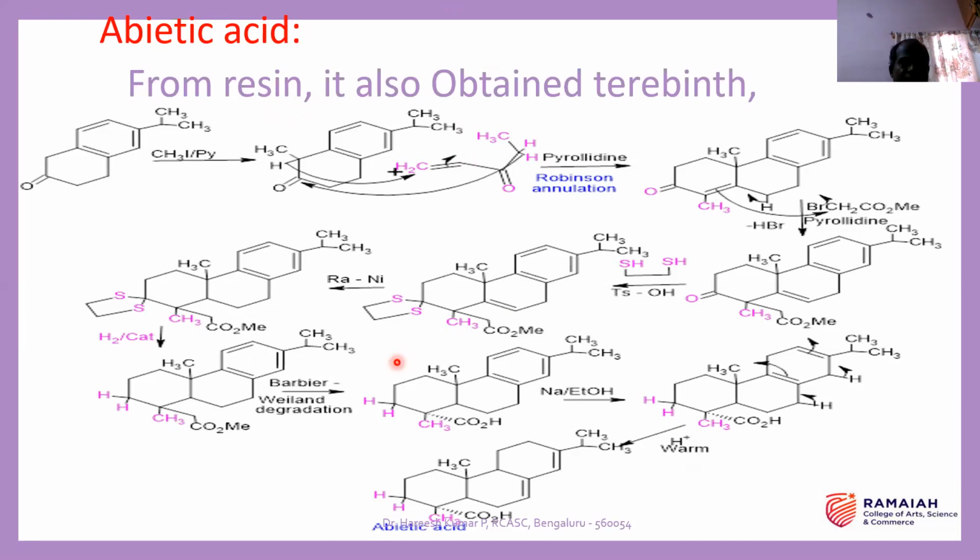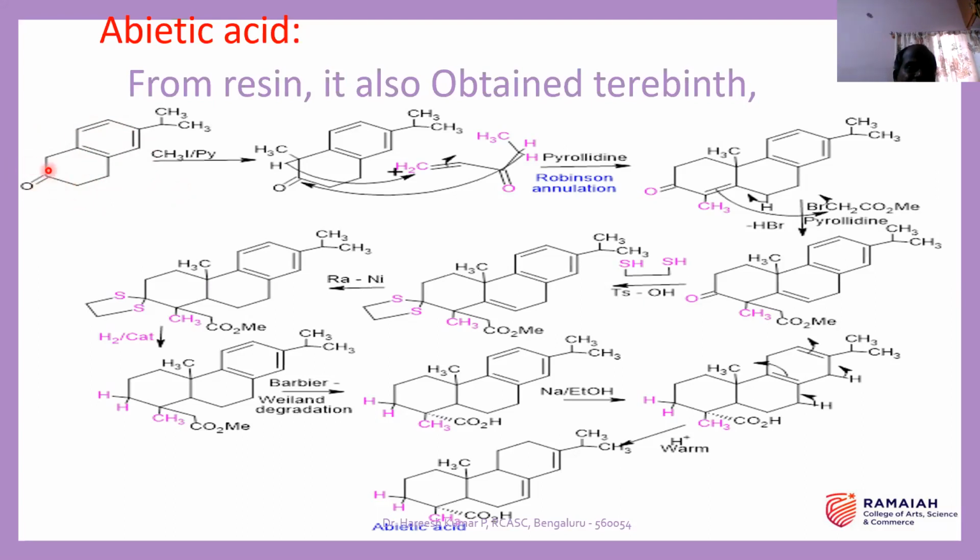And then it is also obtained from terebinth. Okay, it's one plant. Then abietic acid can be synthesized starting with a compound called tetralone. If both the rings are completely saturated, it's called decalin. If one ring is saturated, it's called tetralin. And since there is a ketone, it's called tetralone.